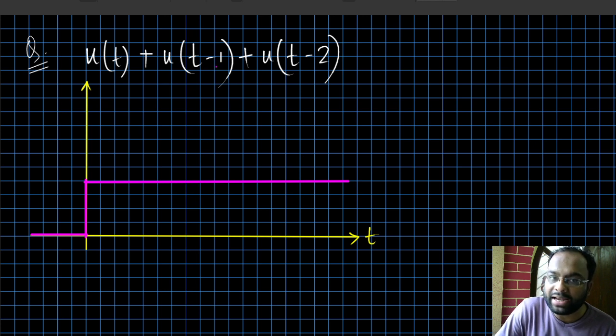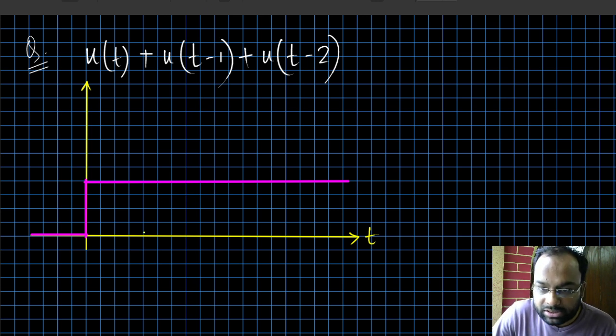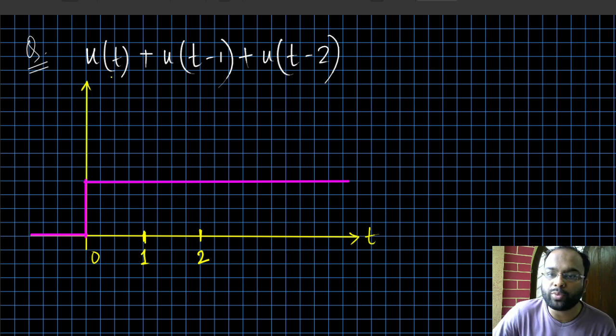We have u(t minus 1) added to this. So since we have u(t minus 1) associated with it, what happens now? Say this is time instance 1 second, this is 0 seconds, and this is 2 seconds. What happens if this was just u(t)? This would have been the ultimate plot. But for this signal, we already know that we already have a u(t minus 1) added to this, right?